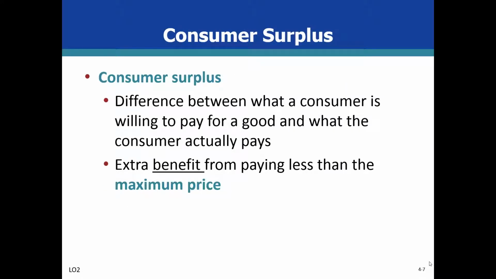Consumer surplus. The benefit surplus received by consumers in a market is called consumer surplus. It's the difference between what a consumer is willing to pay for a good or service and what the consumer actually pays. Think about buying a new car. If you walk out of the dealership paying $2,000 less than the maximum price you were willing to pay, then you have realized a consumer surplus. Consumers get an extra benefit by paying less than the maximum they were willing to pay.